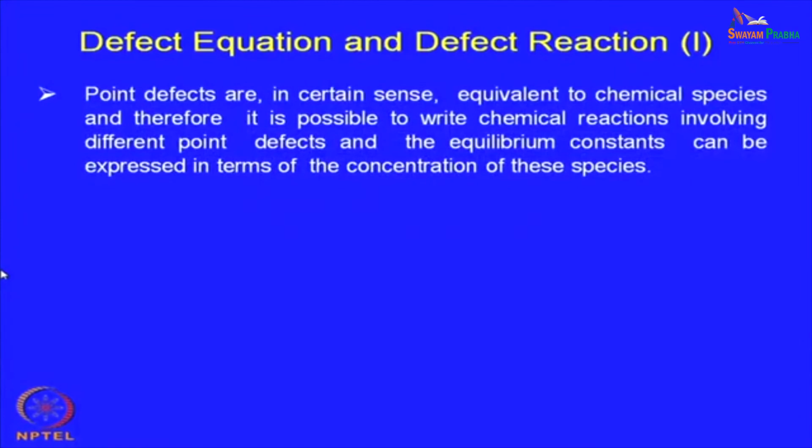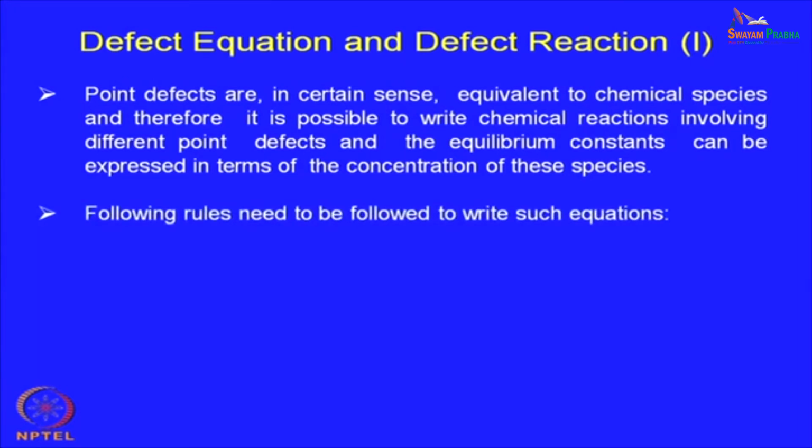For writing defect equations and defect reactions, we have to follow certain principles. Some of these are listed here. Point defects are in a certain sense equivalent to chemical species, and therefore it is possible to write chemical reactions involving different point defects, and the equilibrium constants can be expressed in terms of the concentrations of these defects or species. Just like you can have an equilibrium constant in terms of concentration, here also one can use a similar principle. The following rules need to be followed to write such equations.